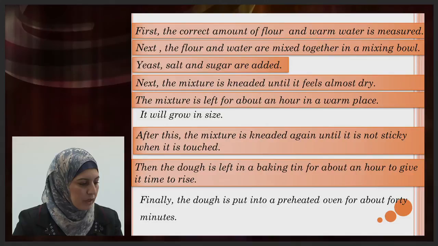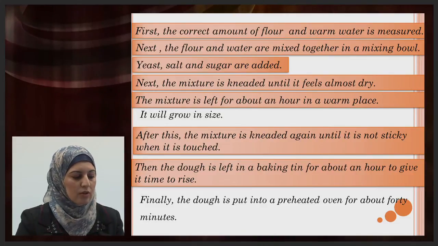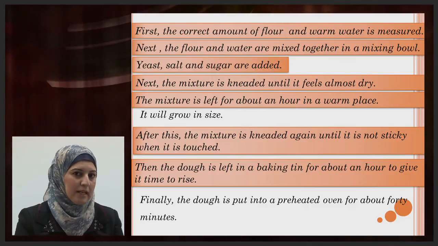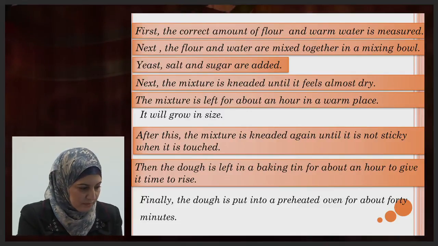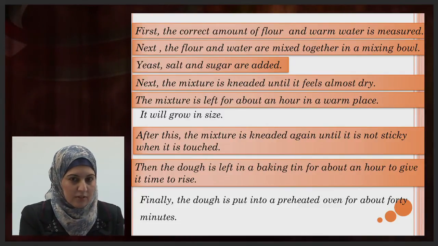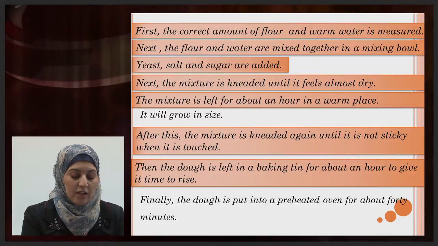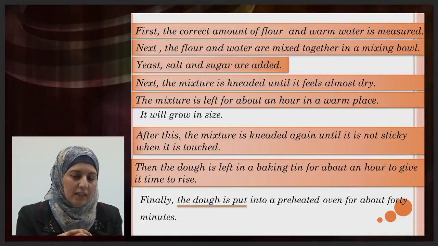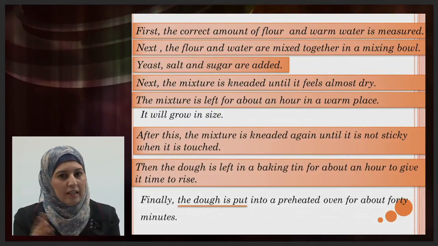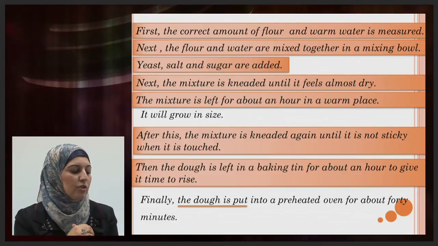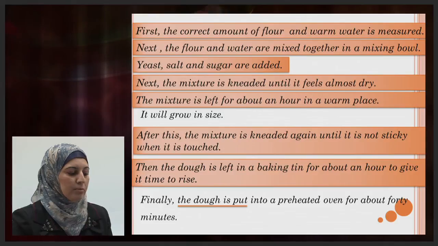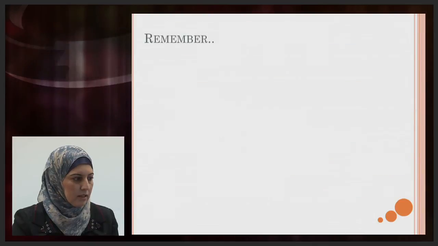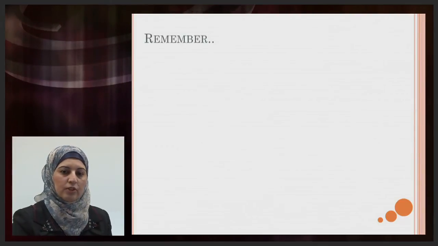Finally, the last step. The dough is put into a preheated oven for about 40 minutes. Change it to passive. Okay, you did it. If you are smart enough, you will find out that it is already in passive. The dough is put, all right? So it's already in passive. The dough is put into a preheated oven for about 40 minutes. Now, that is all for today's lesson.